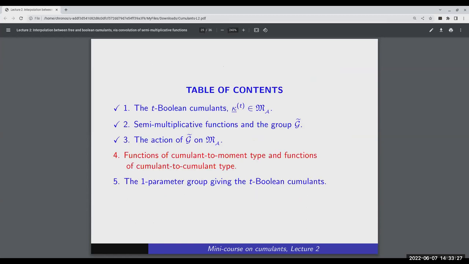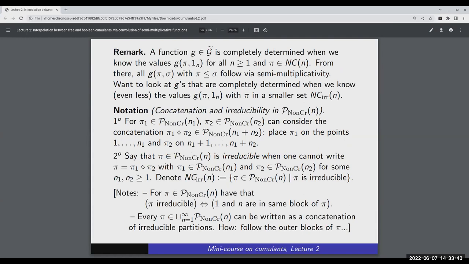Okay, good. Now these semi-multiplicative functions. I'm going to point out some subsets there. In fact, there is a subgroup of G twiddle which is of interest, which will be transitions from cumulant to cumulant. What does that mean? This remark states what I had said already, that the function g is completely determined by values on such pairs pi to 1n, because after that you use the decomposition and the semi-multiplicativity property. Now you want g's which are determined by even fewer values, namely when you look at nc irreducible. Let me define nc irreducible again so that it really feels like an irreducibility notion.